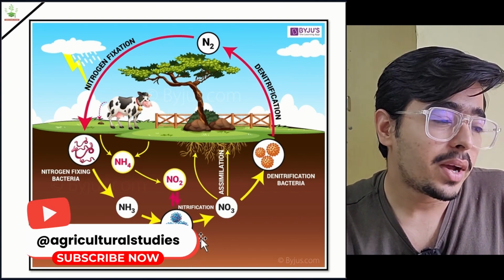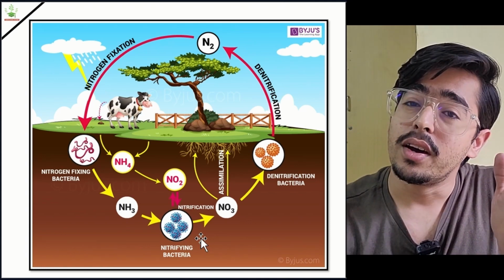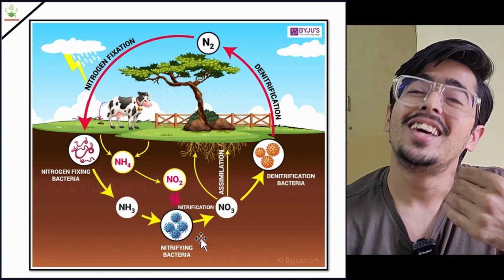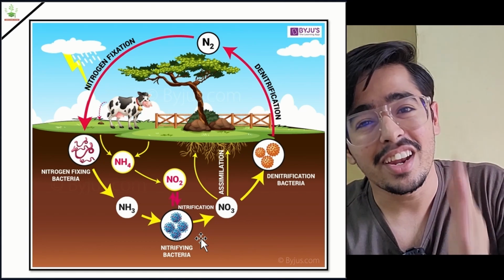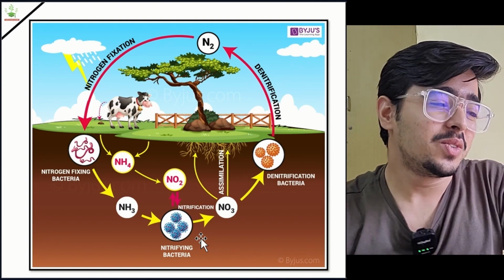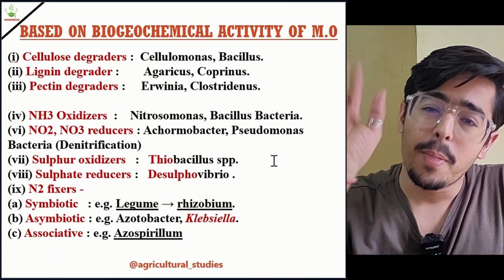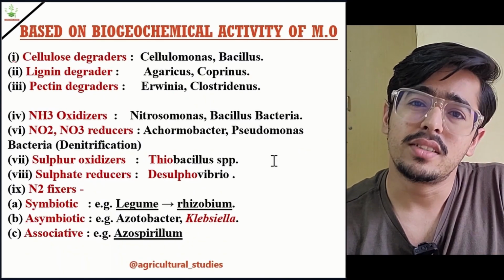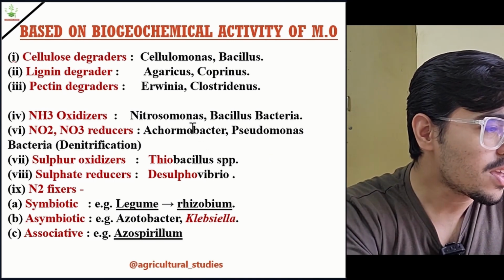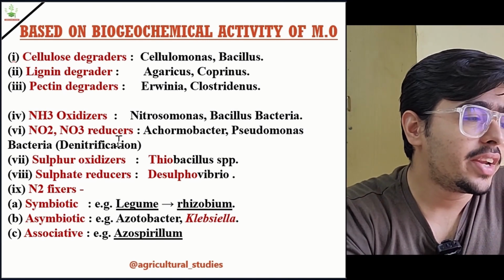So the bacteria, you may also have learned these names of these bacteria, like the conversion of ammonia to nitrite will be done by the Nitrosomonas, and then nitrite will be converted into nitrate by Nitrobacter. So the Nitrobacter and Nitrosomonas we have already discussed. You may have learned these things in your previous classes. So Nitrosomonas and Bacillus bacteria are the ammonia oxidizers, nitrate reducer.